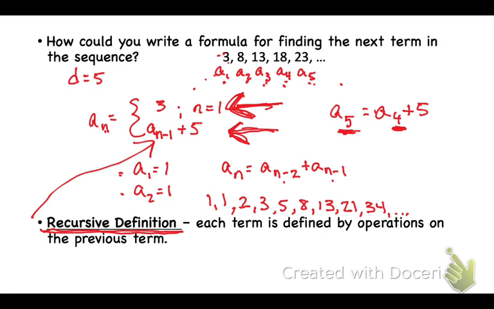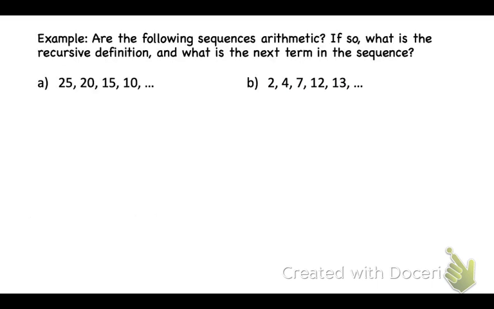Well, on a simulation. Okay, so the next one says, the following sequence, is it arithmetic? If so, what is the recursive definition? And what is the next term in the sequence? So 25, 20, 15, 10. Minus 5. That was pretty easy, right? So d equals negative 5.